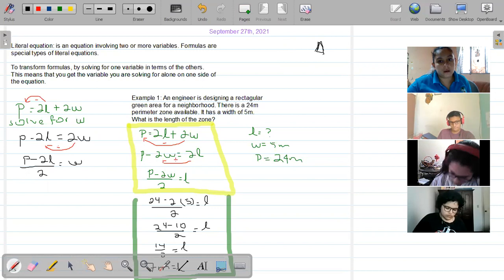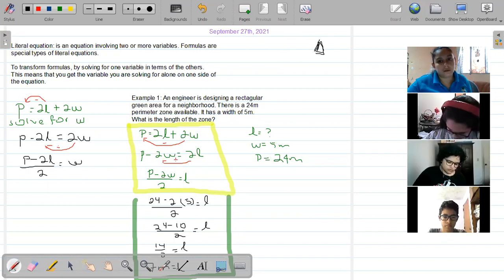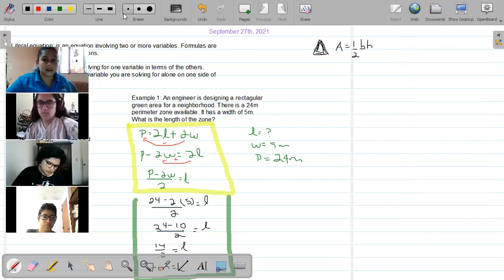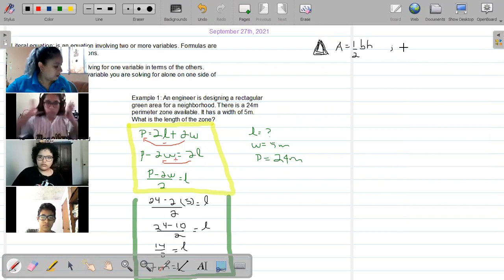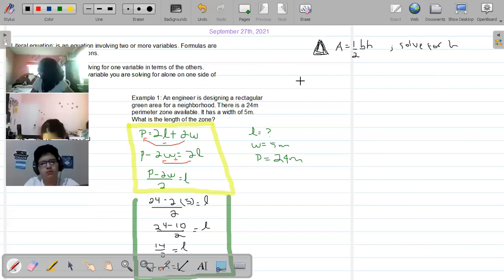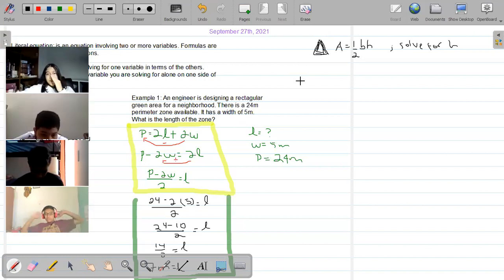What's the formula of the area of a triangle? Imagine that's a pretty nice triangle. So A stands for area, equal to 1/2 of the base times the height. That's the formula of the area of a triangle. And for this exercise in particular, I want us to solve for H. We're going to solve for the height, meaning that we're going to leave the variable H completely alone.